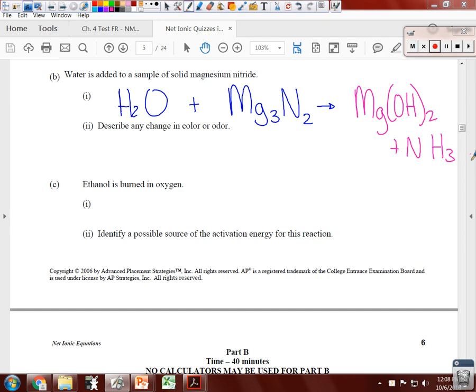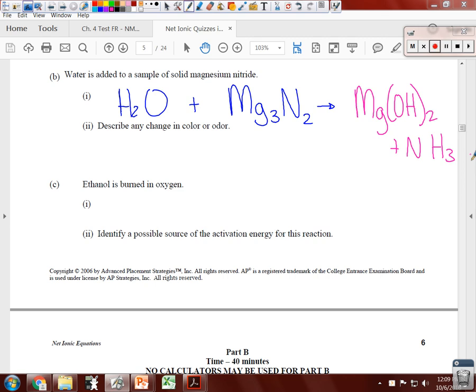Ammonia. A metal nitride will react with water and make a metal hydroxide and ammonia. I could make this lithium nitride, and it's lithium hydroxide and ammonia. Yes. Sure. Okay. Describe any change in color or odor.